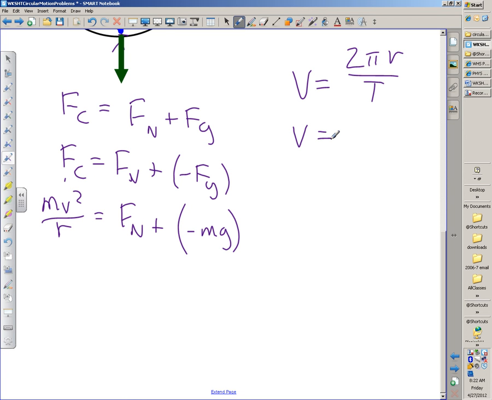So let's do that real quick. Let's figure out what the tangential speed is. And then we can plug that in and find out what the apparent weight is.